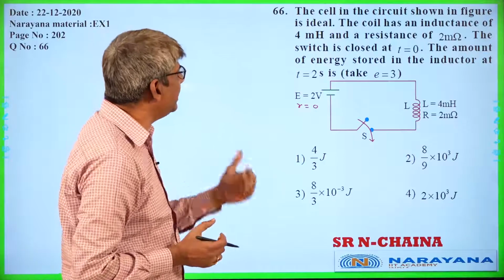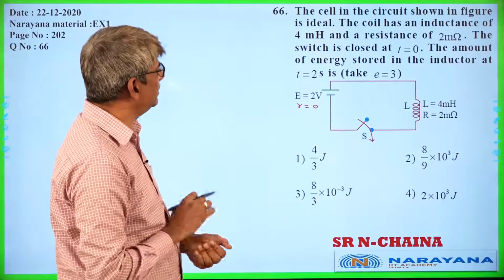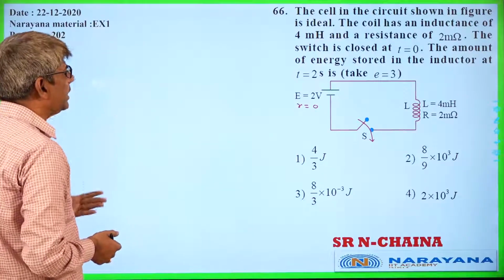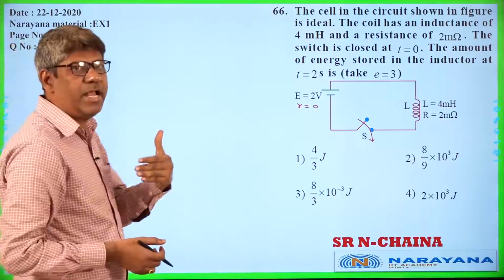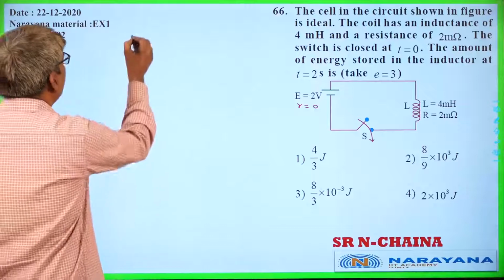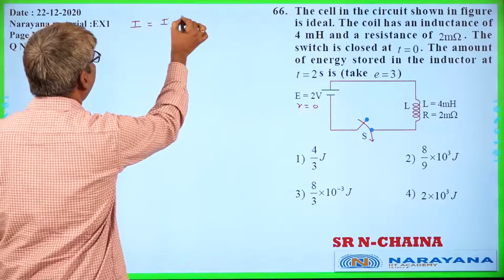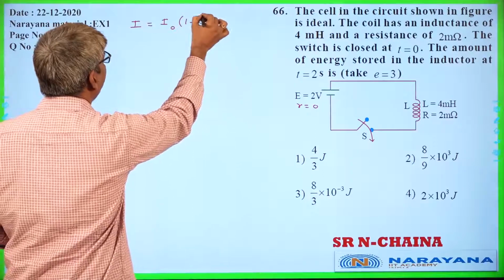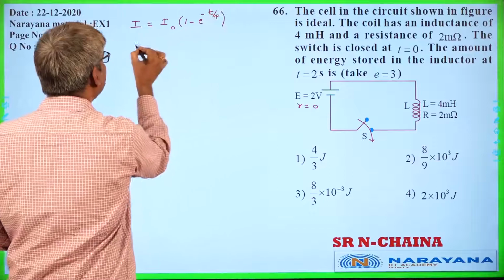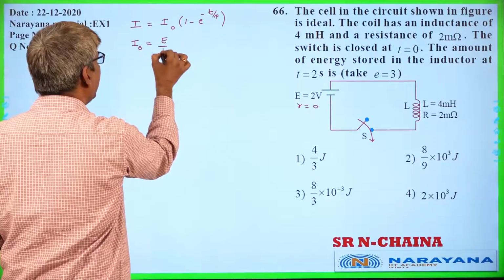The amount of energy stored in the inductor at t is equal to 2 seconds. Energy stored in the inductor means U is equal to half L I square. So let us first find the current I. I is equal to I0 into 1 minus e power minus t by tau. First find I0. I0 is equal to E by R.